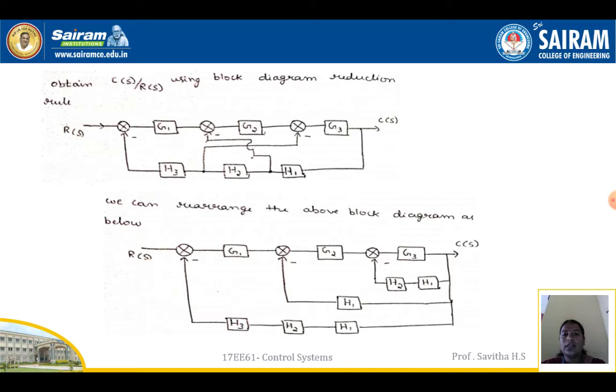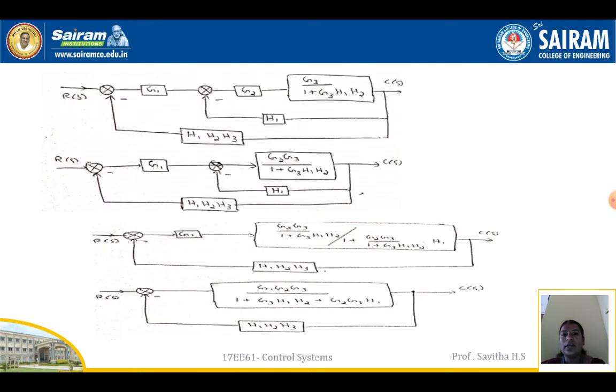So G3 is having feedback H2, H1, and G2 is H1, and G1 is H1, H2, H3. Now H1 and H2 are in series, therefore we can write it as G3 by 1 plus G3 H1 H2. Now G2 and G3 by 1 plus G3 H1 H2 are both in series. Therefore G2 G3 divided by 1 plus G3 H1 H2, and H1 is the feedback. Now again we are reducing the feedback.